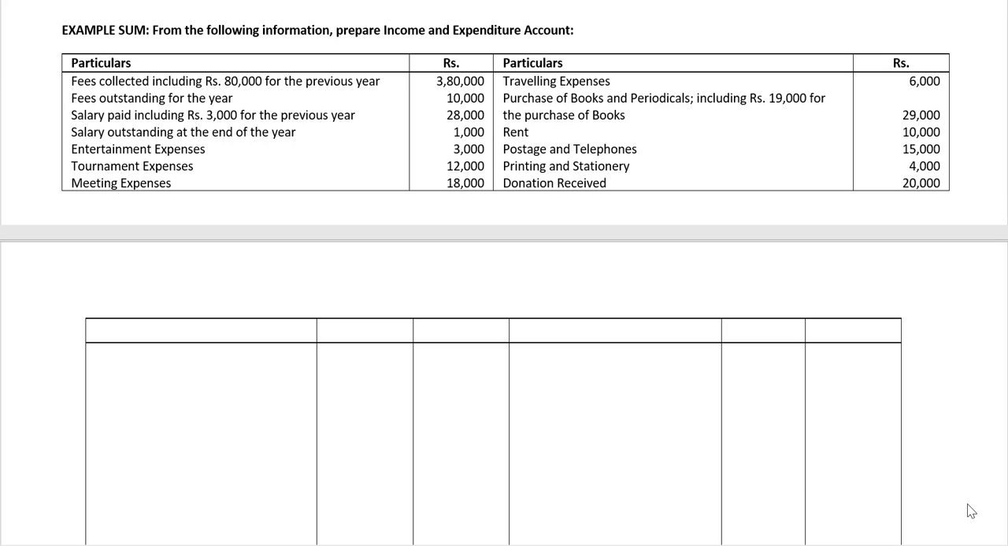Example sum. From the following information, prepare income and expenditure account. So we have a list of particulars. The items are given along with the corresponding amounts. Let's go ahead with the solution.